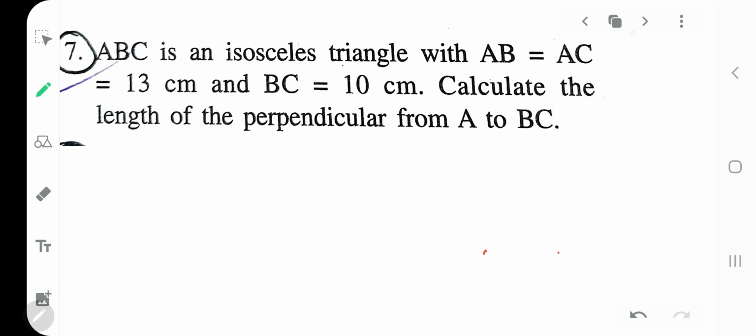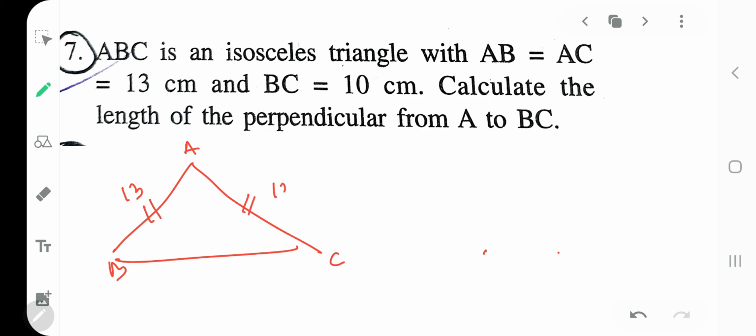Next I have ABC is an isosceles triangle where A, B and C, these are equal. They are given as 13 and this is 10. I guess we did with this, calculate the length of perpendicular. Okay, similar problem we have done.